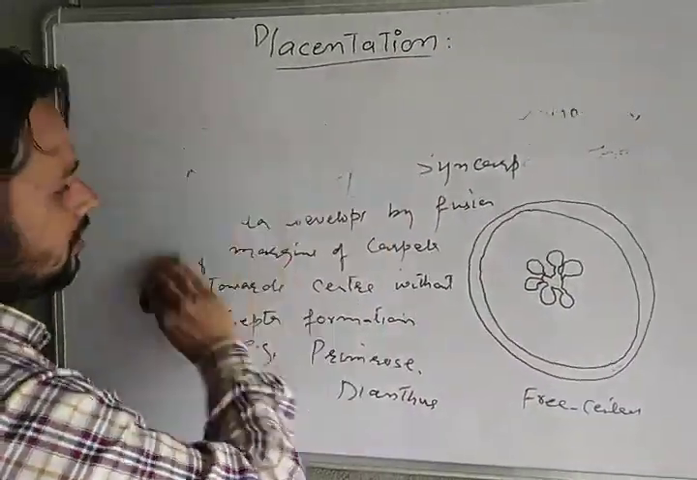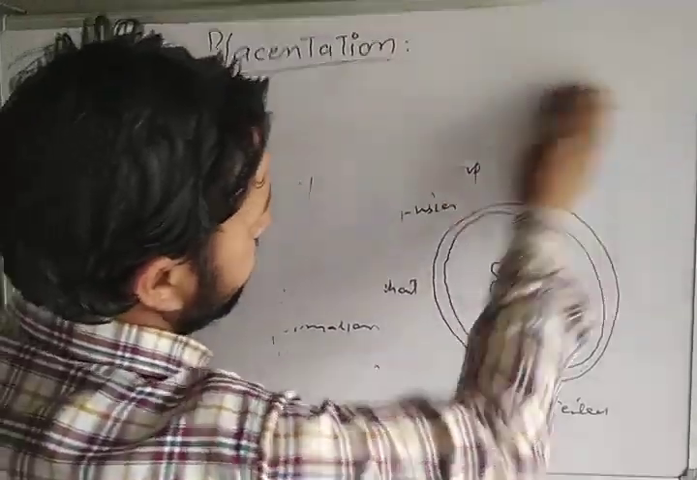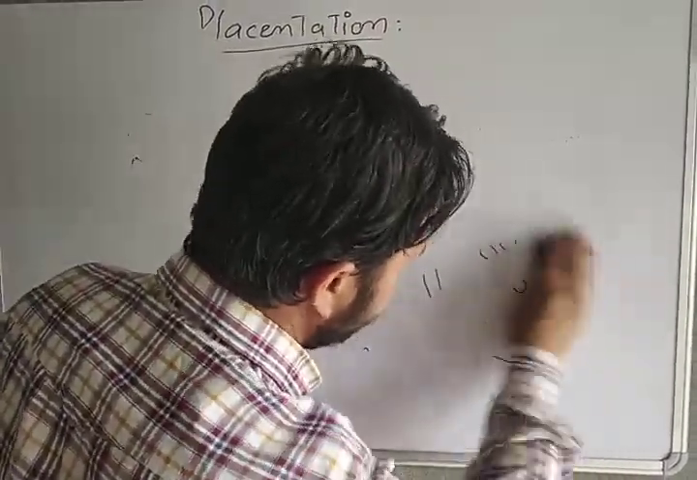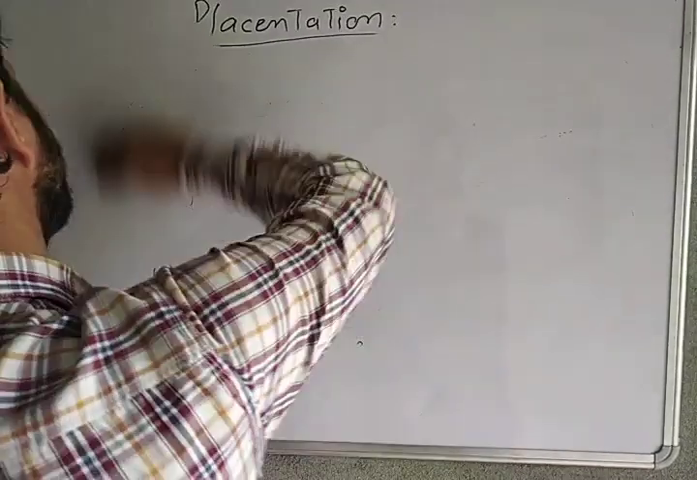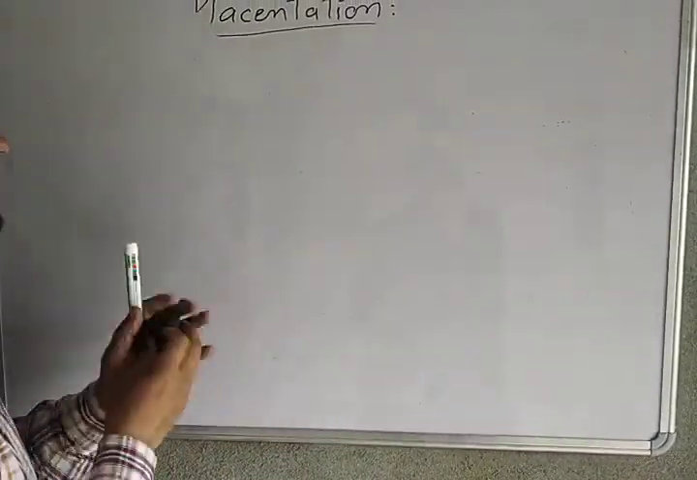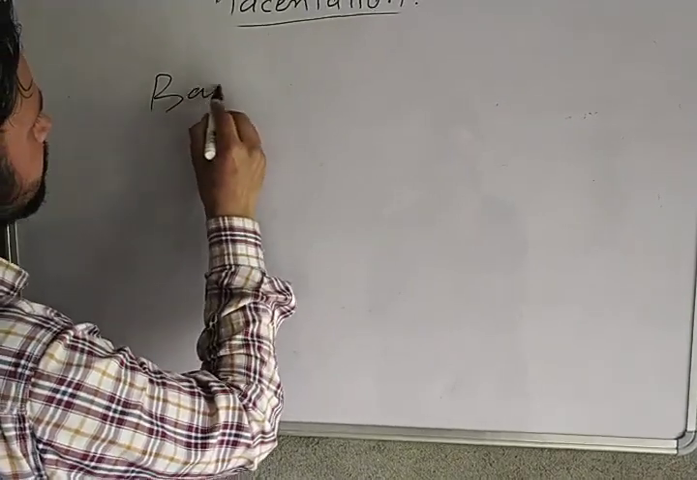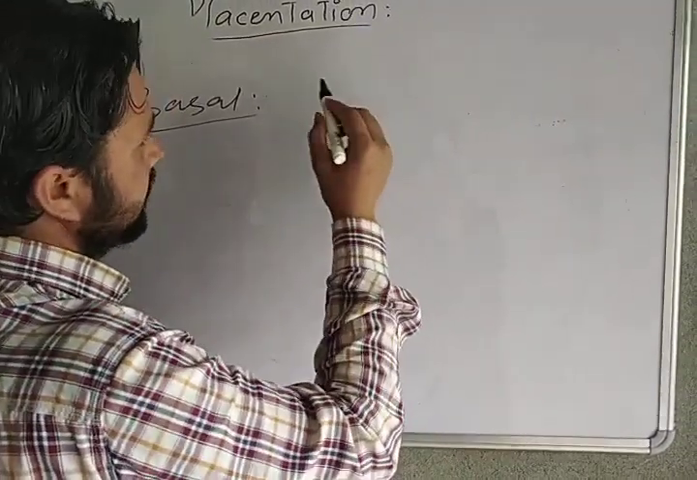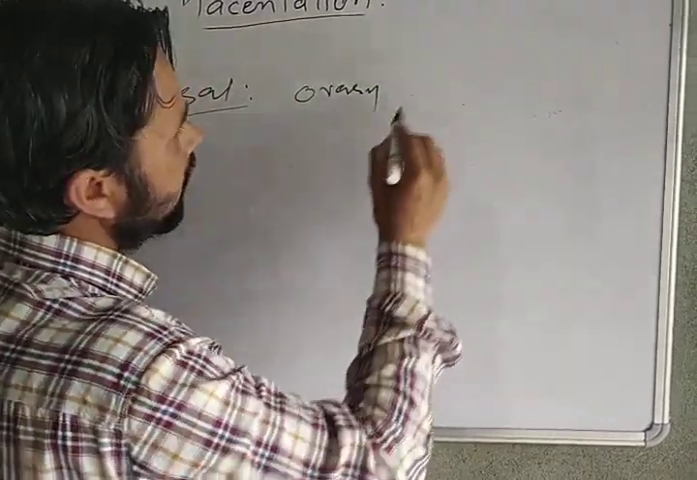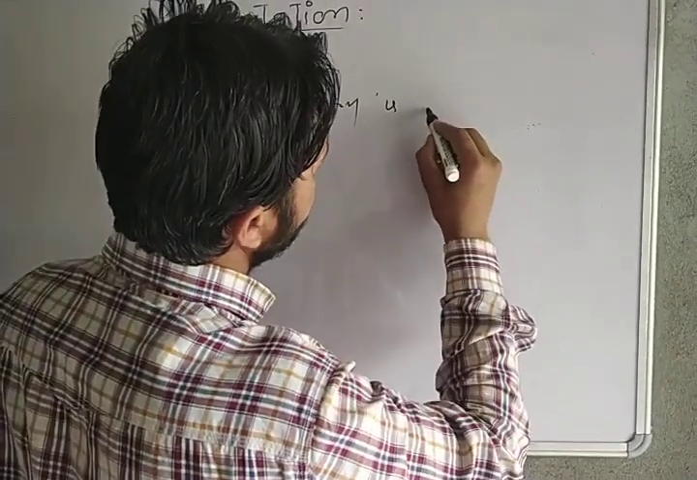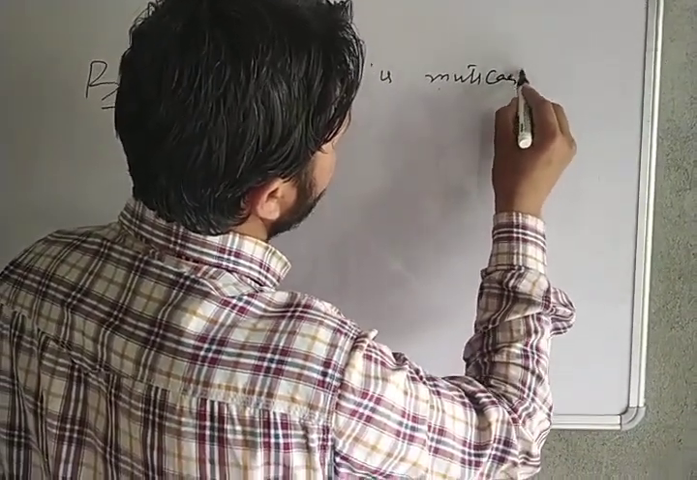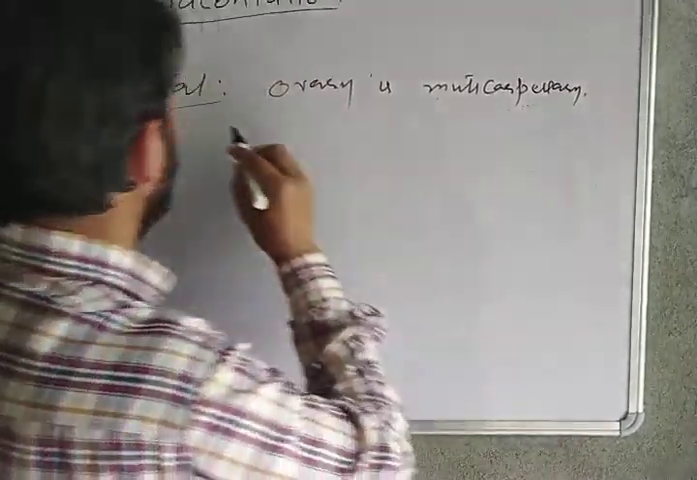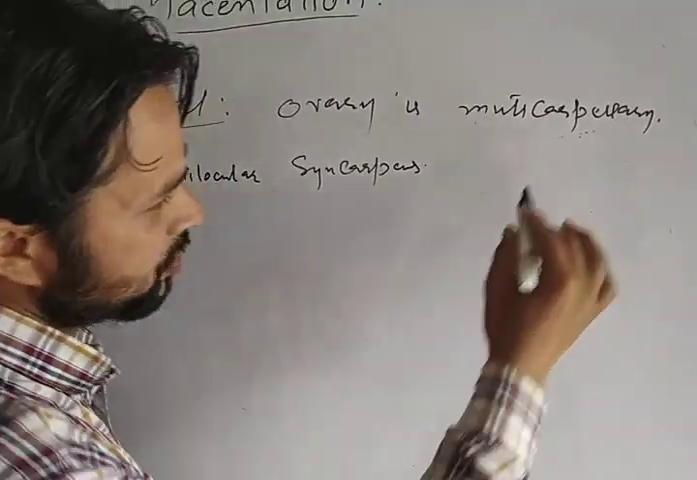Now we will move to basal placentation. What is basal placentation? In this, again, if we talk of the ovary, it is multicarpellary, unilocular, syncarpous. And what happens to the placenta?